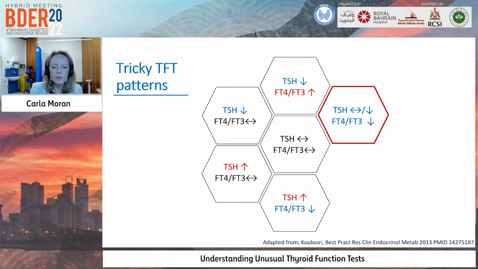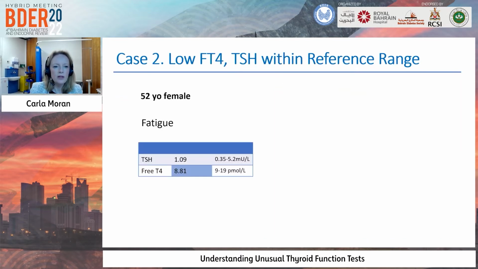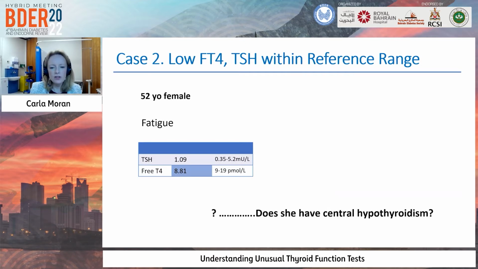And I think this is a particularly tricky clinical scenario. So I'd like to share a case with you of a woman that I've seen over the last year who had this pattern. So she was a 52-year-old woman who was referred to me because she was fatigued. And you can see her TSH was within the reference range, her T4 is low. So as endocrinologists, we often wonder, does this patient have central hypothyroidism? And of course, we're terrified of missing this diagnosis because we could miss ACTH deficiency, which is a life-threatening condition if undetected and untreated.